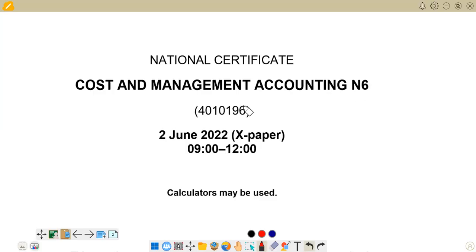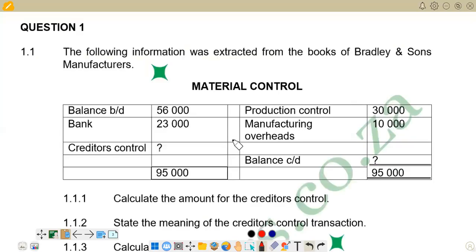Today, I want to look at the question paper, still working on June 2022. On that question paper, we want to look at question 1.